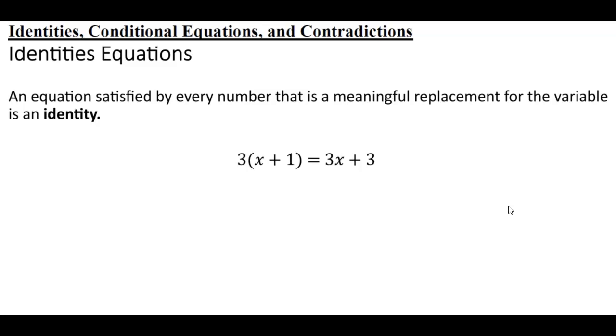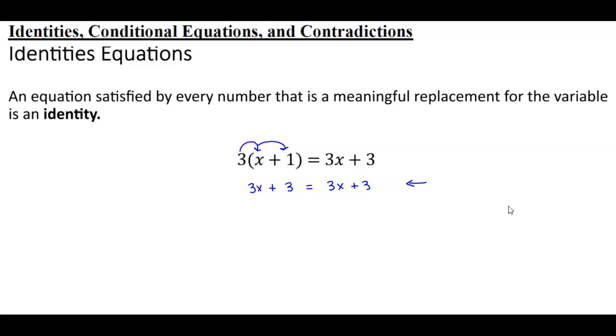If I wanted to solve this equation, 3 times x plus 1 equals 3x plus 3, I would first distribute this 3 to both of those two terms. So we know that we're going to end up with 3 times x, which is 3x, plus 3 times 1, which is 3, and that's going to equal 3x plus 3. From this particular step, you can see that both sides of the equation are equal to each other, which automatically tells you that this is an identity.